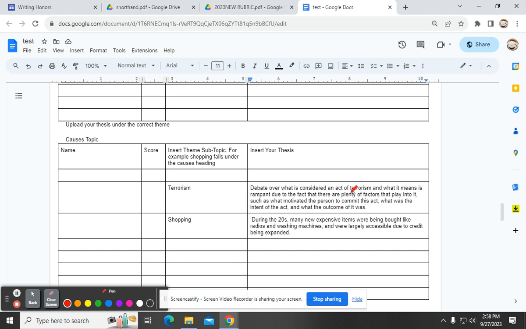One last one. Debate over what is considered an act of terrorism, what it means, is rampant. I don't know what this means, due to the fact that there are plenty of factors. The debate over what is considered an act of terrorism varies based on plenty of factors, and then I would want to know what those factors are. And they kind of get to that particular point right here, such as what motivated the person to commit this act.